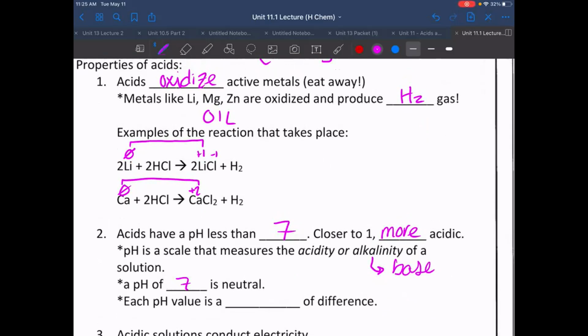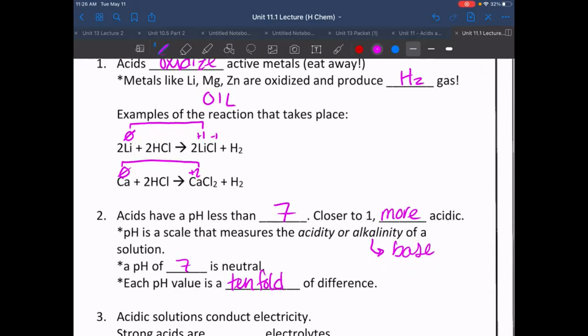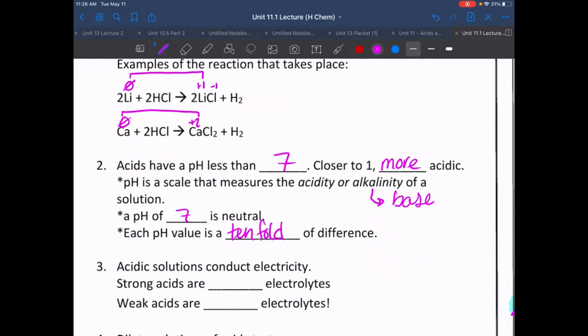Anything less is acidic. And one thing I want to emphasize too, which I feel like isn't very obvious, is that each pH value is a tenfold difference. Meaning, if you have an acid that's a pH of 5, and you compare that to an acid that's a pH of 4, the pH 4 acid is 10 times as strong as the pH 5 acid. So it's a big magnitude of difference, and the scale works all through the powers of 10. As you probably could assume for number 3, yes, acidic solutions conduct electricity, but strong acids are strong electrolytes. So they really like to make those ions. And then weak acids are weak electrolytes. So nothing too tricky about that.